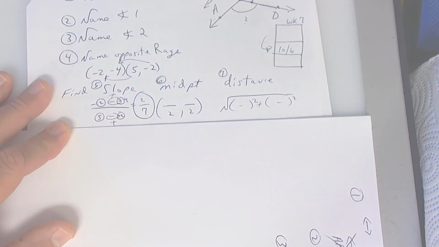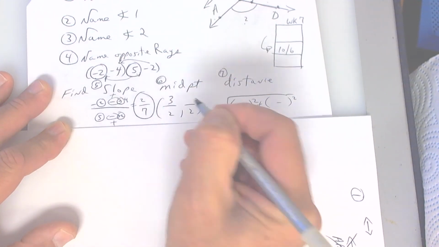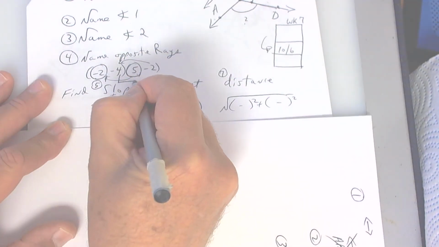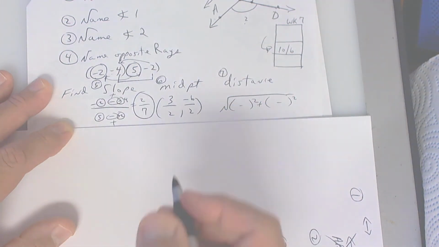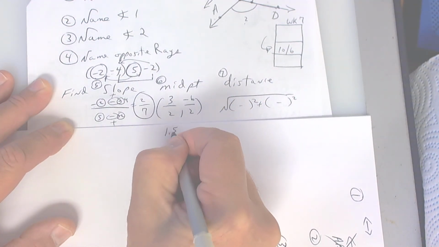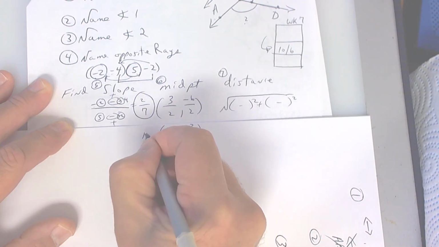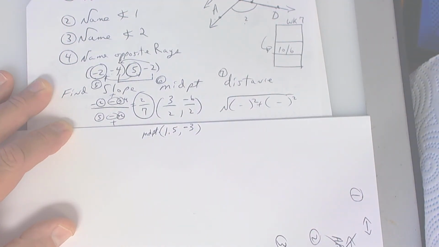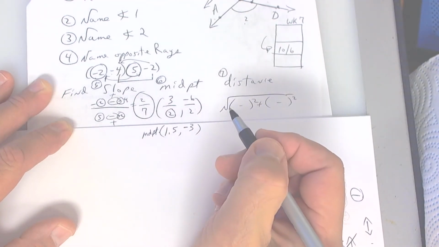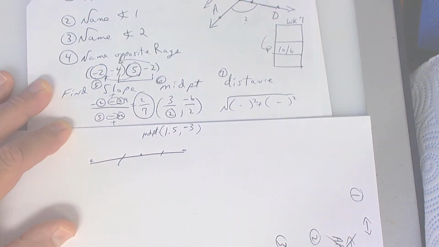Midpoint, you add up the X's. So add this up. 5 minus 2 is 3. And then you add up the Y's. That's a -6 divided by 2. So the midpoint here is going to be 1.5 and -3. That's your midpoint. Make sure you know how to do midpoint. Very easy. You divide by 2 because it's halfway. A midpoint is in the middle. This is equal to this.